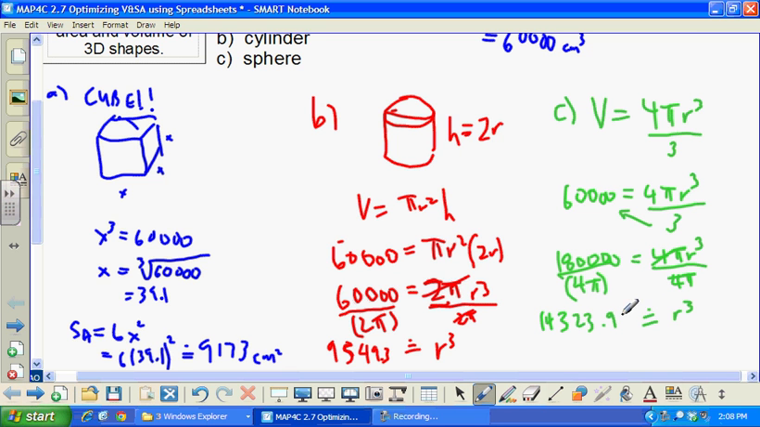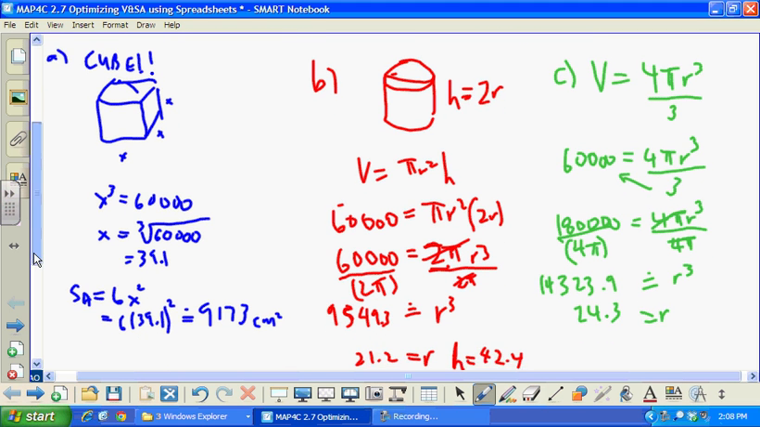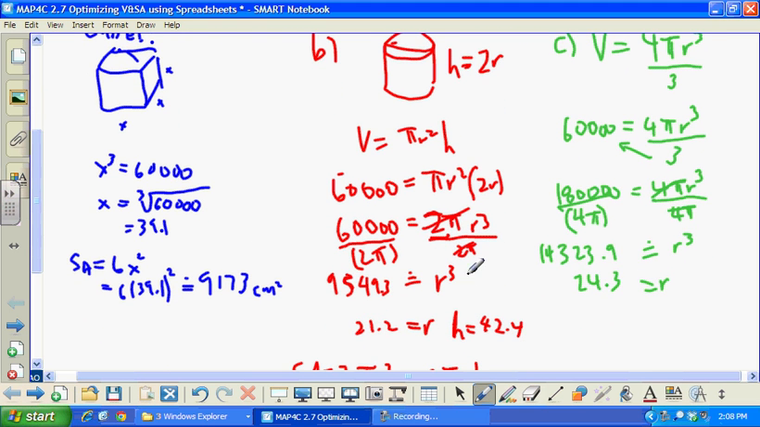14,323.9-ish. And then cube root that. Right, cube root of the answer. It's about 24.3 centimeters. It's not very big, actually, to hold a whole 60 liters. And then we've got to figure out the surface area, right?